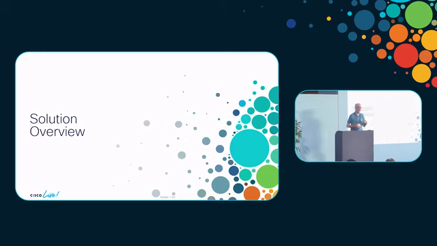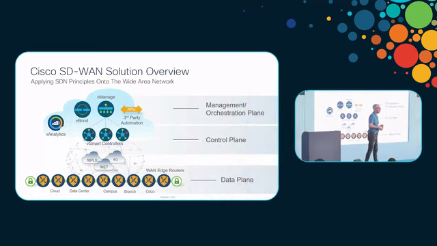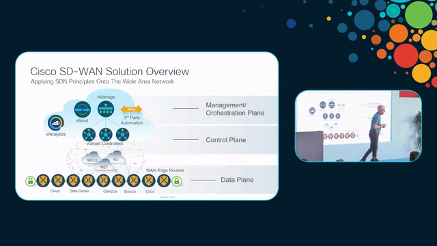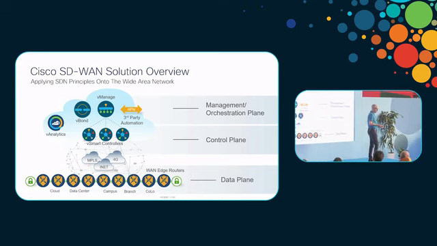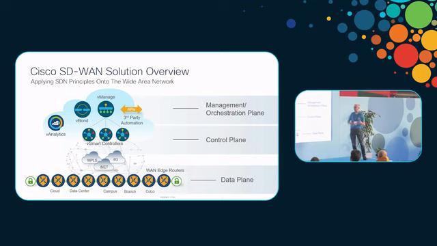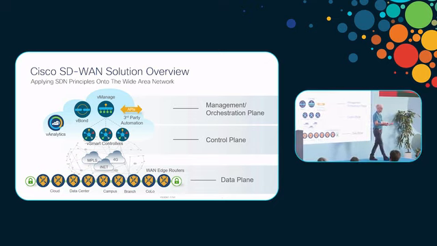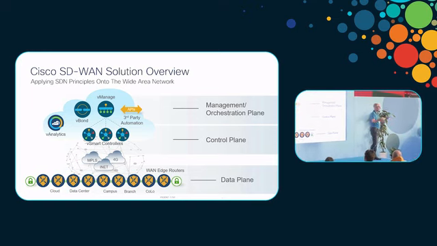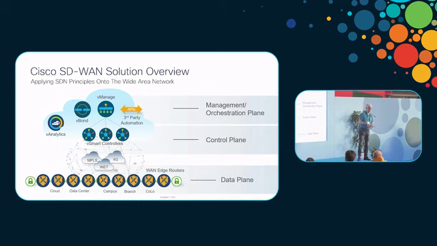With that, let me give you a short solution overview here, just to dive into where we are talking today. So this is the Cisco SD-WAN solution. What you see on top is the management and orchestration layer, and then you have your control plane, and on the bottom, you have your data plane. The separation of those two things, data plane and control plane, completely separated, is one of the key principles.